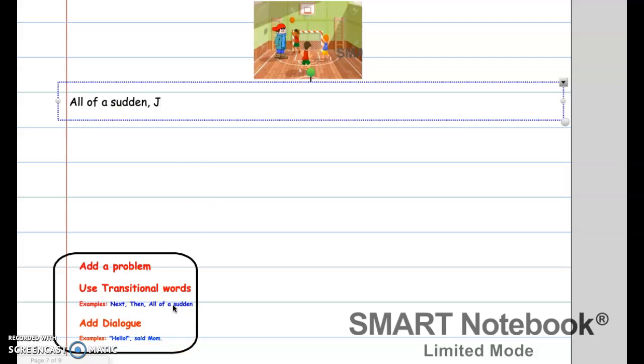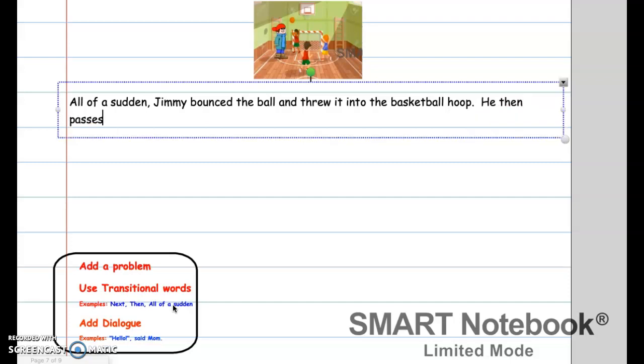All of a sudden, Jimmy bounced the ball and threw it into the basketball hoop. Okay, now remember, Jimmy is Fred's friend. So one of the friends throws it in the hoop, okay? He then passes the ball to Fred. Okay, so now Fred has the ball. Let's see what he's going to do next. So Fred dribbled the ball. Look how fancy I am. I use the word dribbled. Okay, he dribbled the ball.